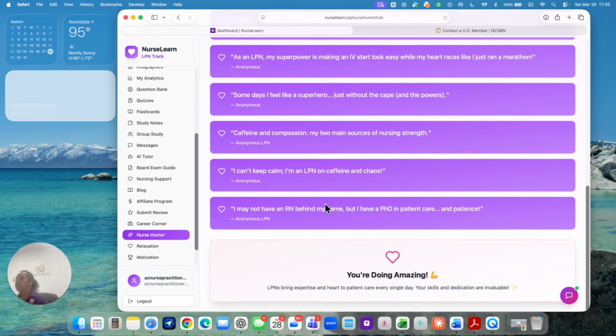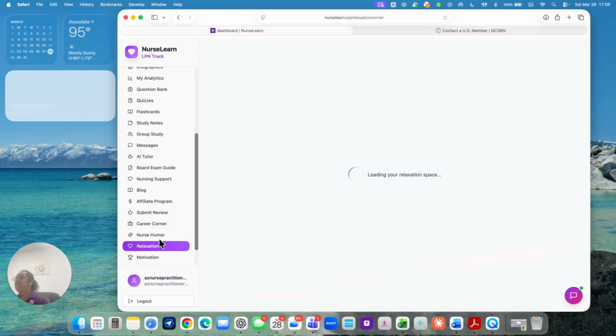It's tough being a nurse and definitely tougher being a student. So I'm designing this to kind of help you. Sometimes you need to come in and read, I can't keep calm, I'm an LPN on caffeine and chaos. Sometimes you need to read that. You know, I may not have RN behind my name, but I have a PhD in patient care and patients. Boom, I love it.